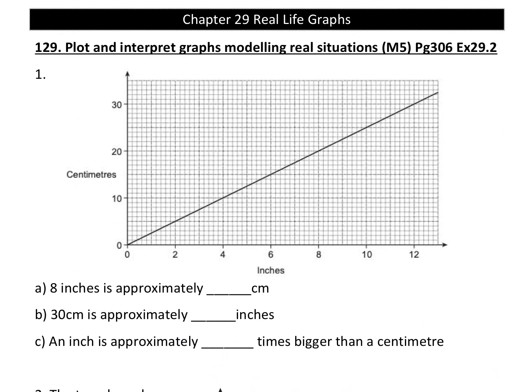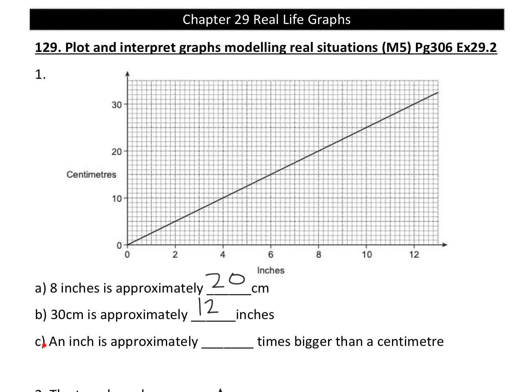So this question 1 is a conversion graph. We've got the inches and centimetres, so we can go from inches to centimetres and vice versa. In part A, we've got 8 inches, and we need to figure out approximately how many centimetres that is. So we go across to 8 inches, and we read across, and we get 20 centimetres. In part B, we have 30 centimetres, and we need to work out approximately how many inches that is. So we go to 30 centimetres, and we read down, and we get 12 inches.